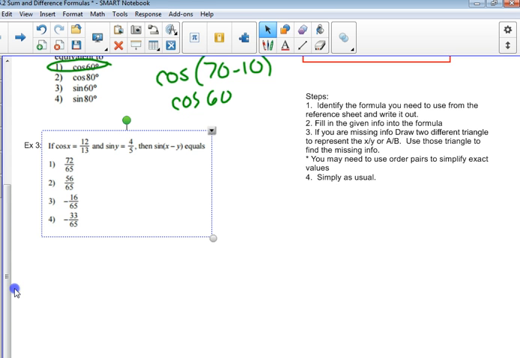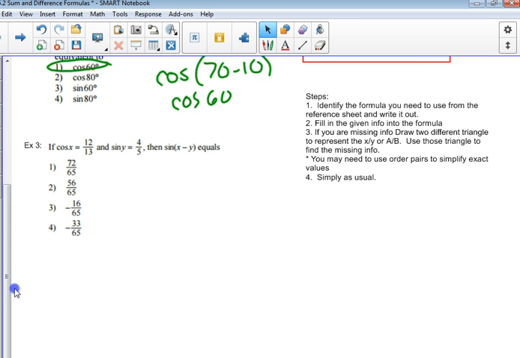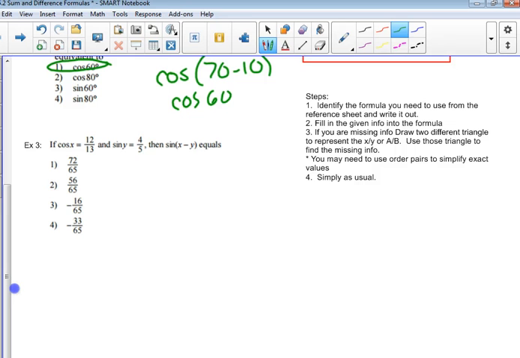The other way that I see quite a bit on multiple choice, and you could get this as a part 2 or a part 3 question, depending on how tough it is, is something that looks like this. Now, they give you a lot of information. Cos x is 12 over 13. Sine y is 4/5. Then sine of x minus y equals what? Well, anytime you see this, right?